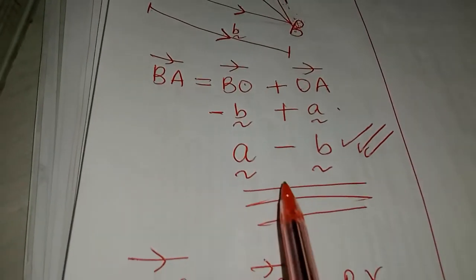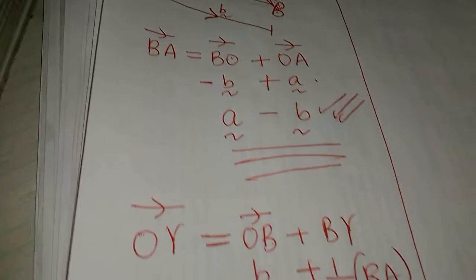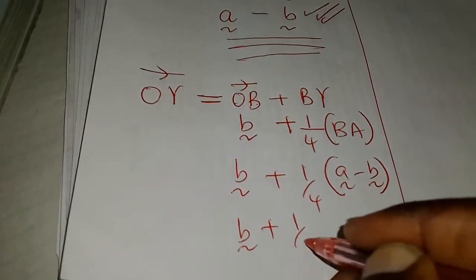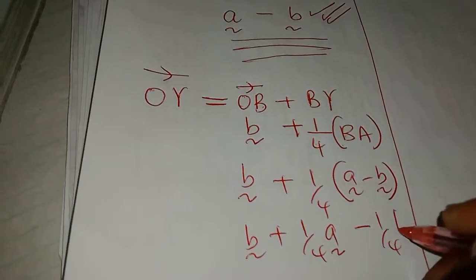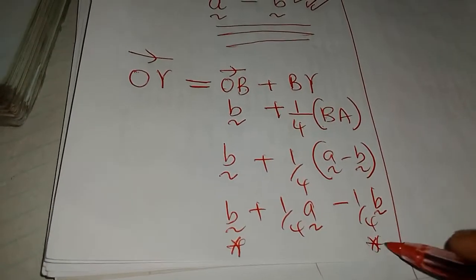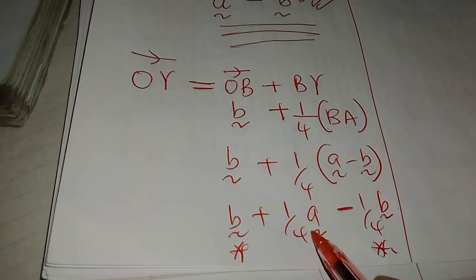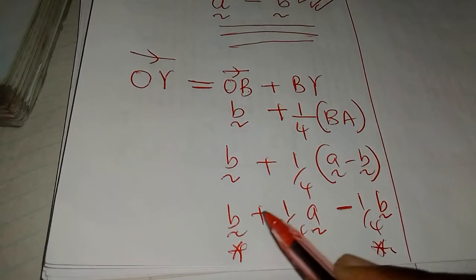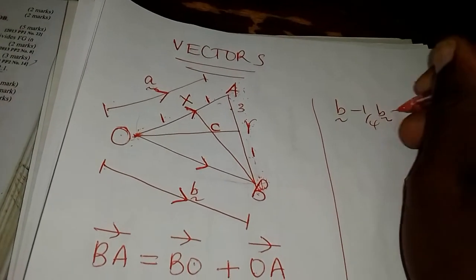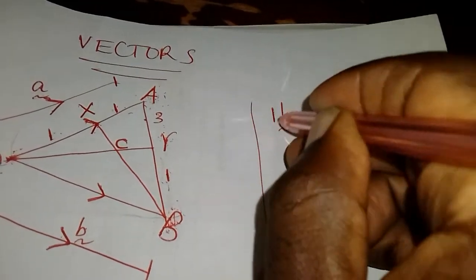We got BA here. We do not have to struggle again getting that. That is A vector minus B vector. So I'm going to have B vector plus, I can open the brackets here, a quarter A vector minus a quarter B vector. I'll collect the like terms. We have B, then we have B as well here. So it's B vector minus a quarter B vector, then plus a quarter A vector.